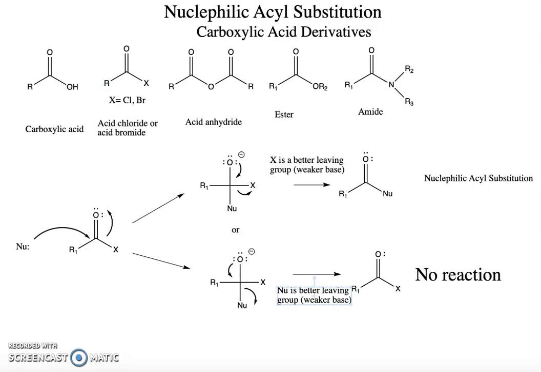Remember what you've talked about in past classes, the relationship for identifying whether something is a good leaving group or a bad leaving group is its base strength. Something that is a weak base is a good leaving group. So if we compare the base strength of our two nucleophiles, and X is a weaker base, then it's going to be a better leaving group, and we get the nucleophilic acyl substitution product. On the other hand, if the nucleophile is a weaker base than X, it's going to be the better leaving group, and we get our reactant right back.